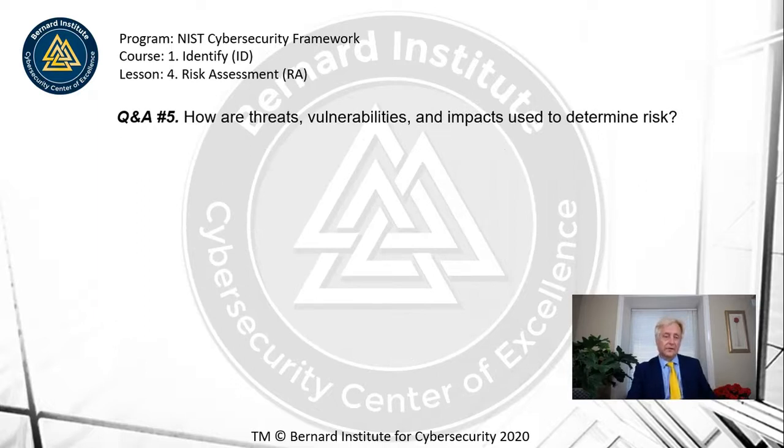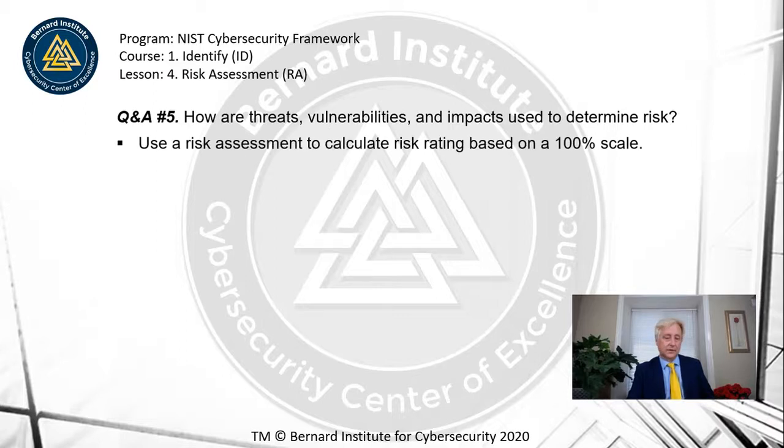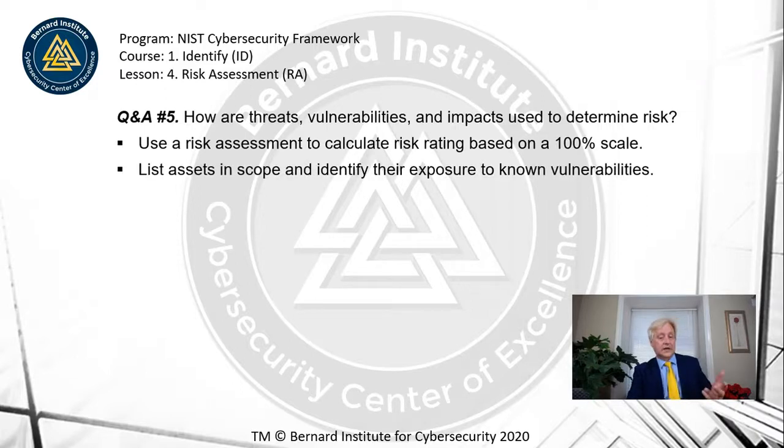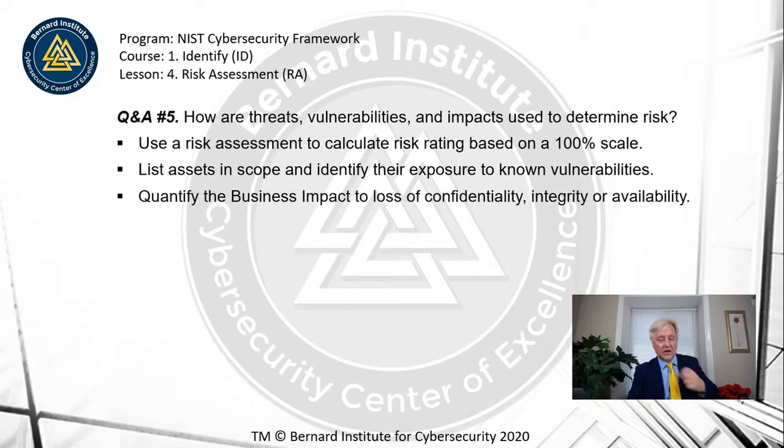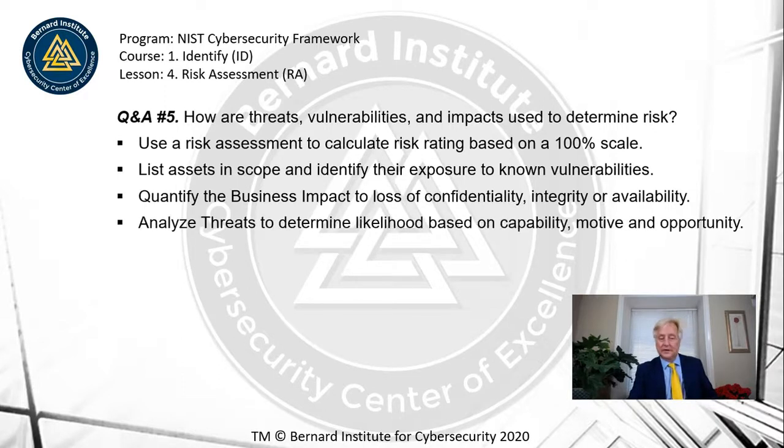Number 5, how are threats and vulnerabilities and impacts used to determine risk? Use a risk assessment to calculate the risk rating based on a 100% scale. List assets in scope and identify the exposure to the known vulnerabilities. Quantify the business impact, loss of confidentiality, integrity, or availability. Analyze the threats, determine likelihood based on capability, motive, and opportunity.